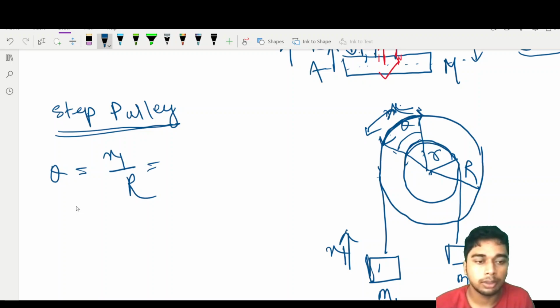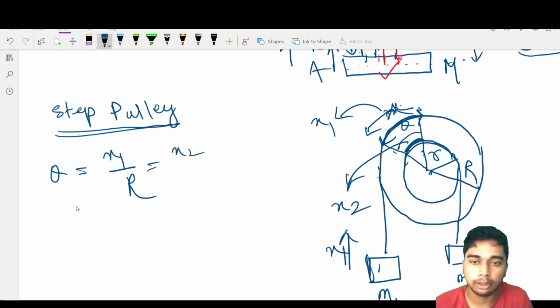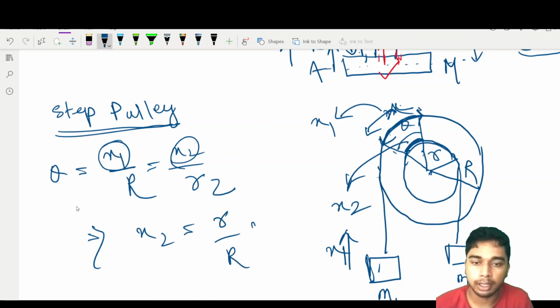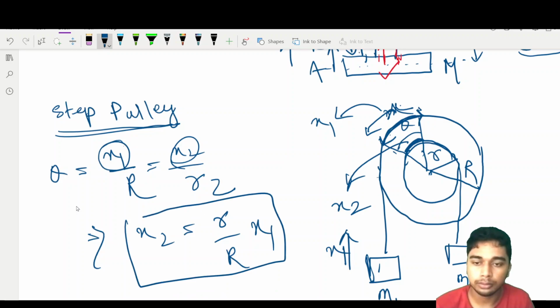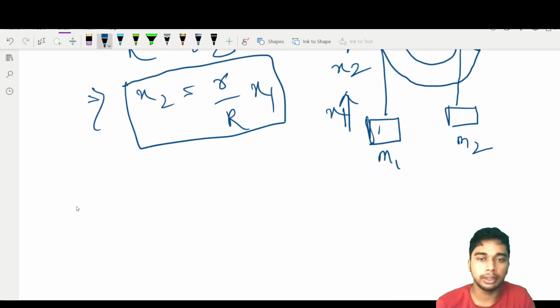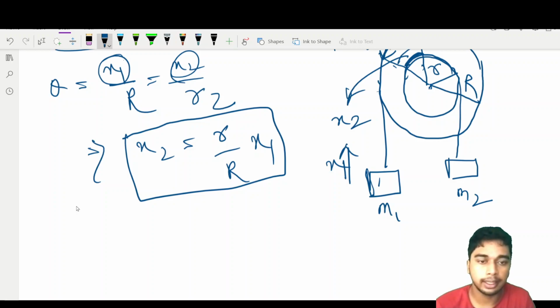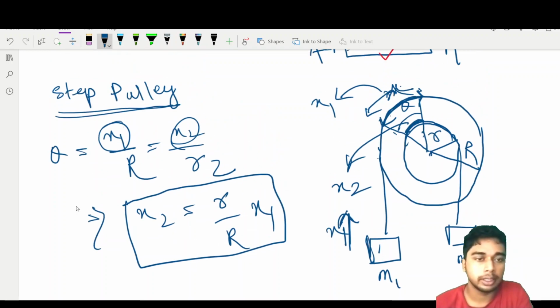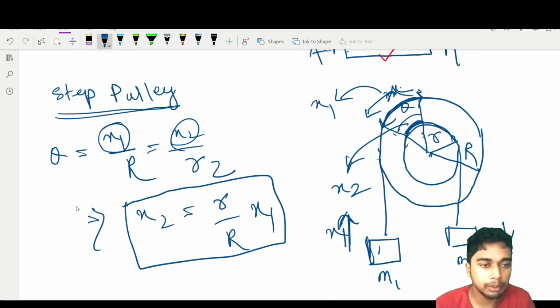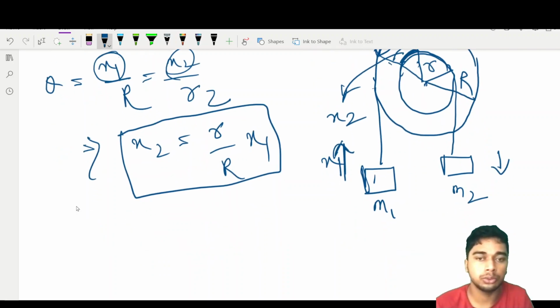For the small pulley, it will move distance x2, so this will be x2 divided by small r. So here I can find x2: x2 will be small r divided by capital R times x1. So I can find how much displacement there will be. For example, in this case, if it moves up by x1, then x2 will move down by distance x2.